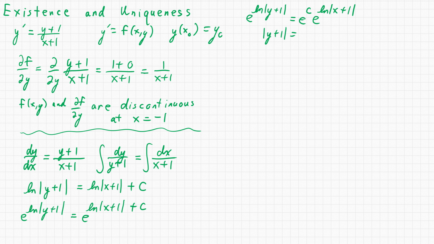I'm going to do this step here. e to the c is another constant, so I'm just going to call that another c. The e and natural log cancel, and we end up with absolute value x plus 1. All right, so I can drop the absolute values, because no matter what they are, c can be whatever c needs to be to get the equation to work. So then we end up with just y plus 1 equals c times parentheses x plus 1. And then solving for y, y is equal to c times x plus 1 minus 1.